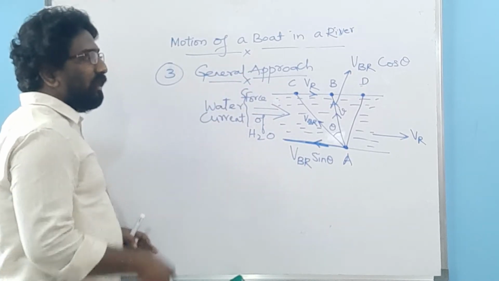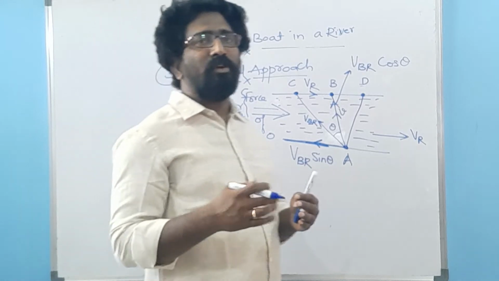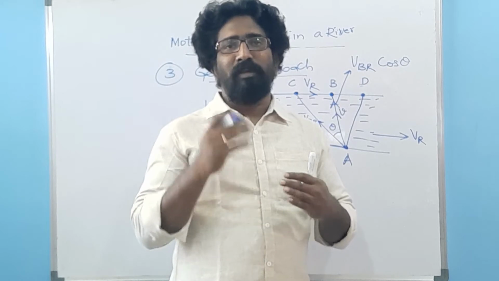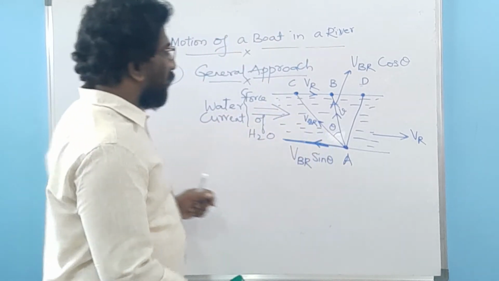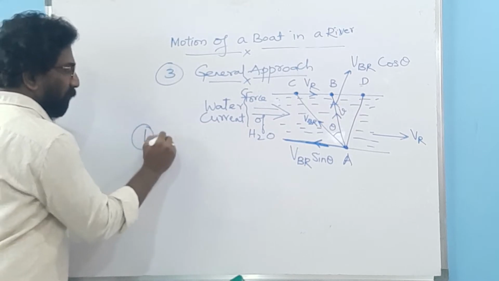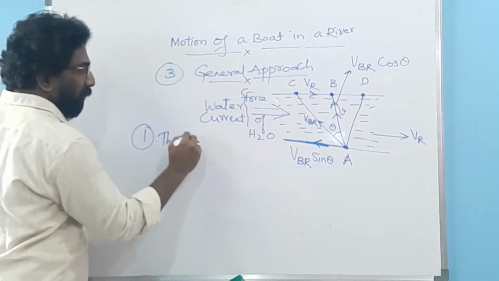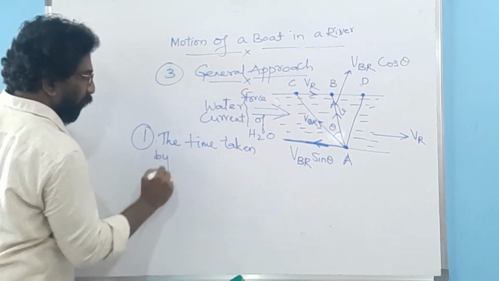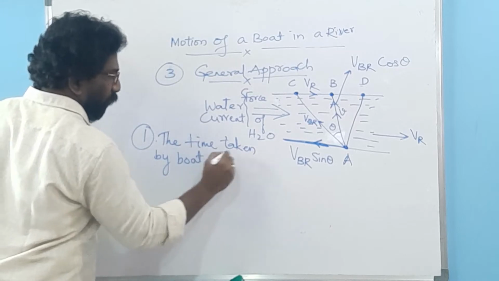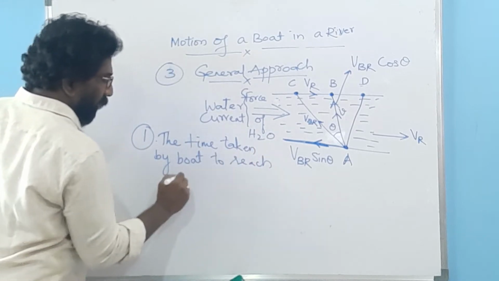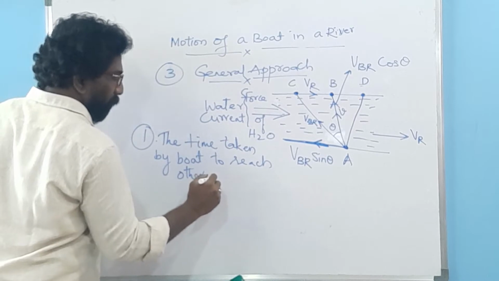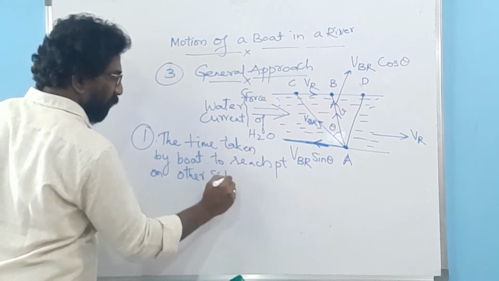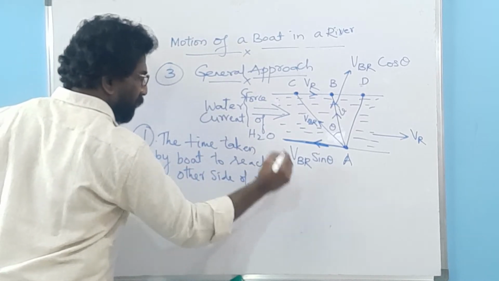If this is the case, then what are we supposed to do? We are supposed to find out the time taken by the boat to travel from point A to point B. The first formula in this concept will be the time taken by the boat to reach a point on the other side of the river.